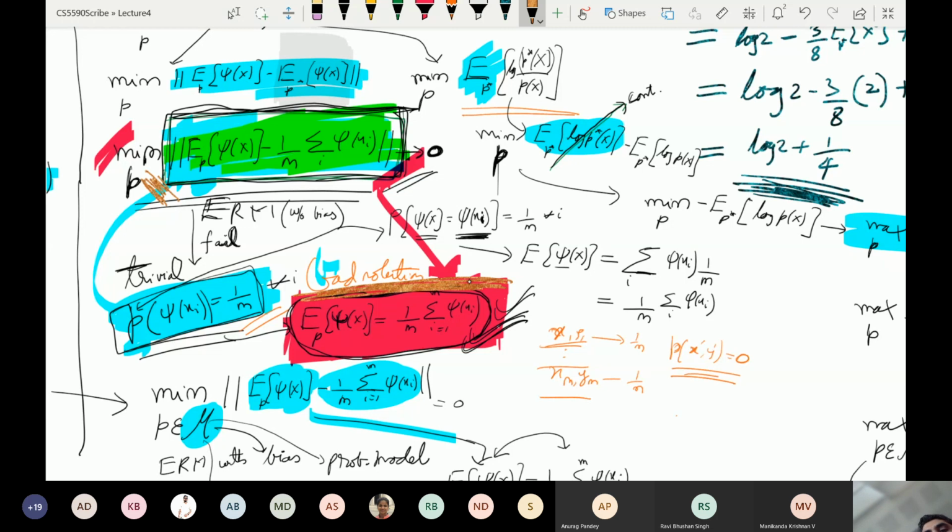So people usually go with this solution because it has other relationships. We'll shortly see that the method of moments will give you the same solution as maximum likelihood for proper choices of the function psi. Okay, so that's why people prefer to solve these things. So did I answer your question?